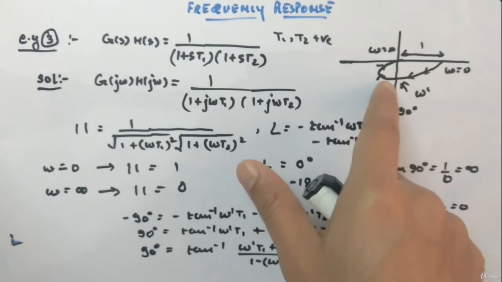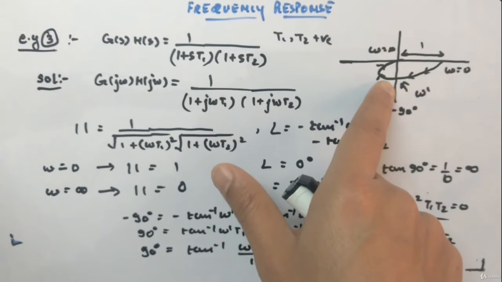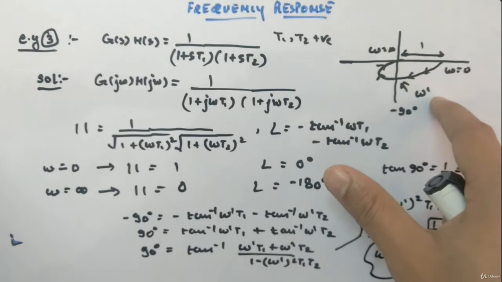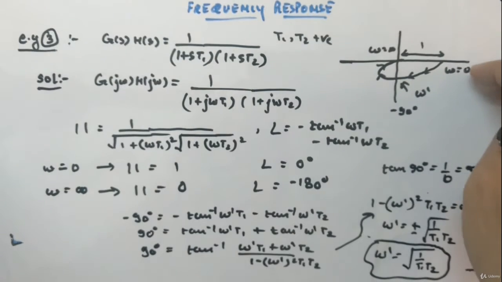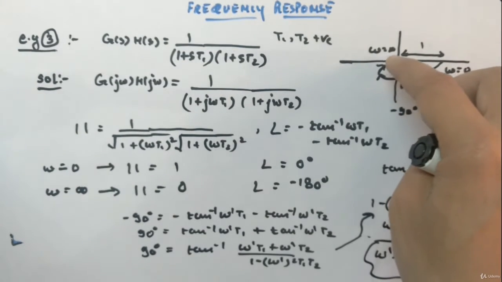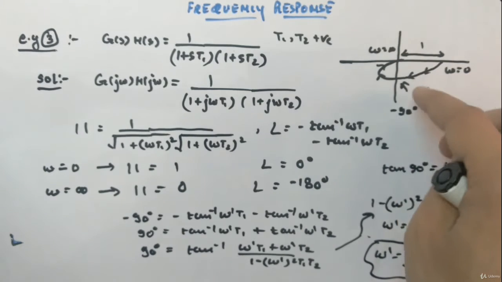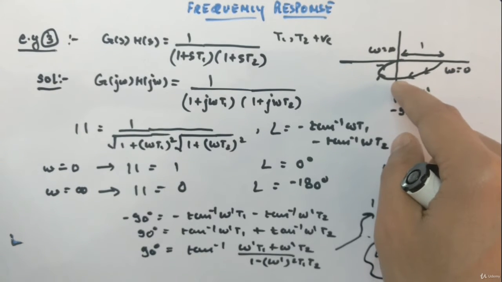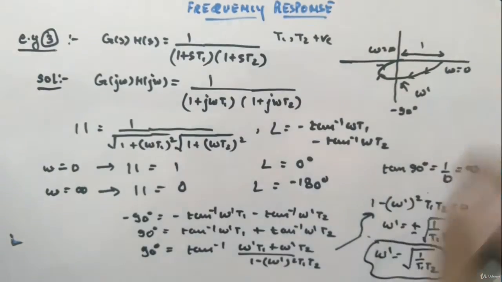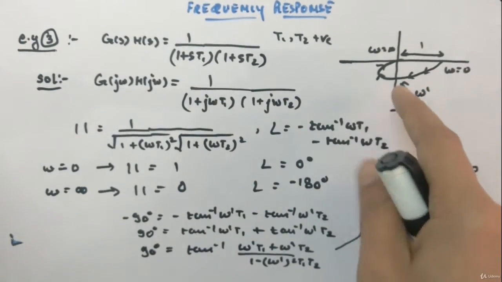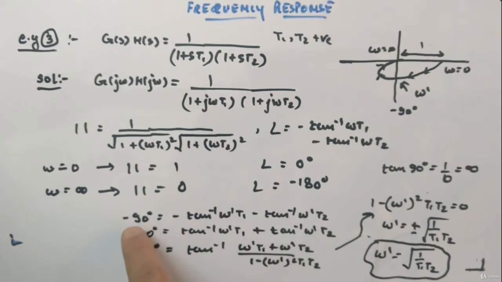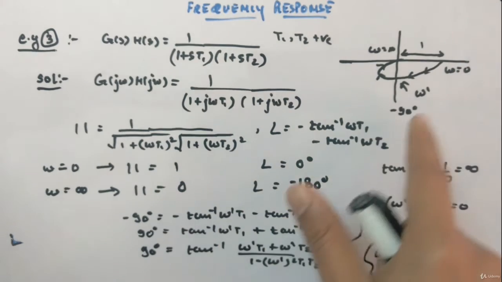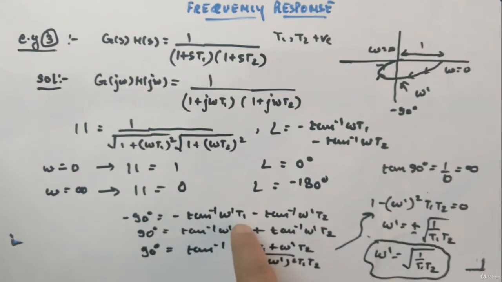Now the point is, it is crossing the minus 90 axis. Let's call that value omega dash. Omega started from 0 and goes like this to infinity. So at some value of omega, it is cutting the minus 90 degree axis. You can calculate this by using the angle condition. So I put the angle equal to minus 90 equal to minus tan inverse omega dash T1 minus tan inverse omega dash T2, where I'm calling this value omega dash.